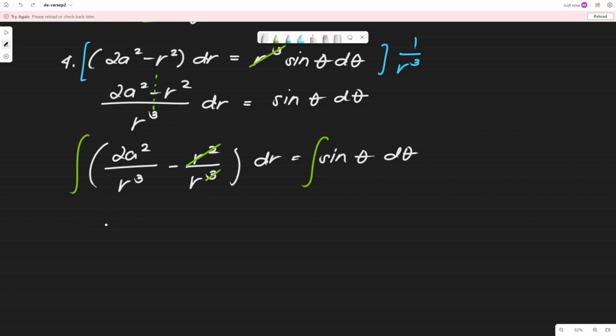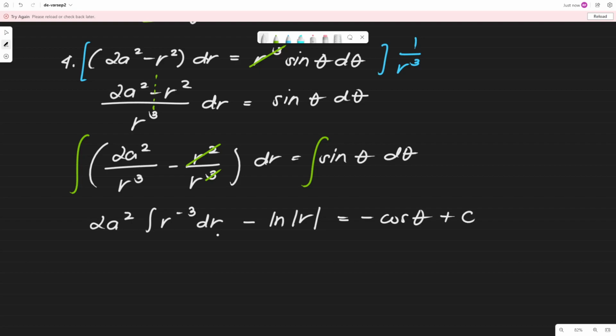So we have 2a squared times the integral of r raised to negative 3 dr. So chain rule, that's minus 1 over ano lang. Then we have minus ln of r. Kasi di ba dr over r integral is just natural logarithm. So we have negative cosine theta plus c.